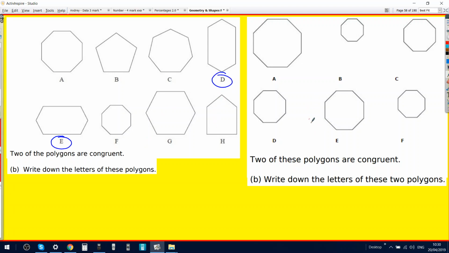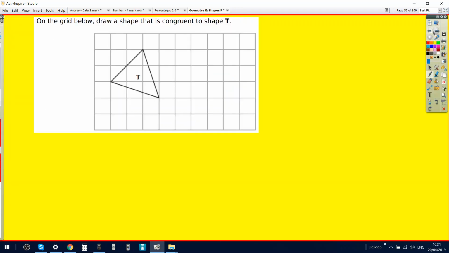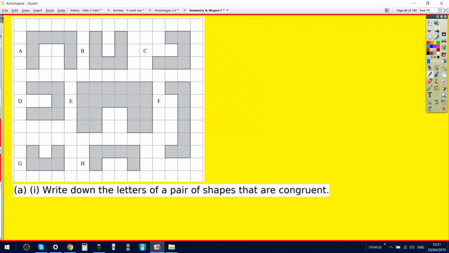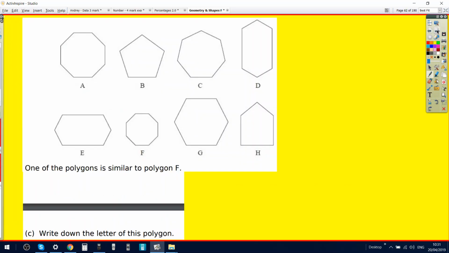Any idea about the one over here? So I'm probably going to have to look for the same shape. So it looks like D and E are similar. E is a bit bigger. Sorry? I think E is bigger. I said D and C. D and C, yeah. So this one. Leave that one.